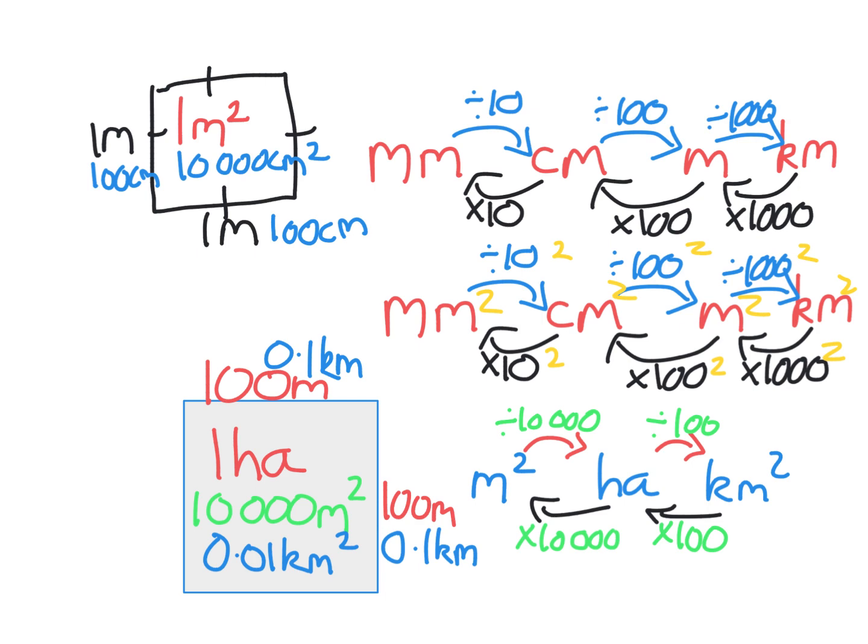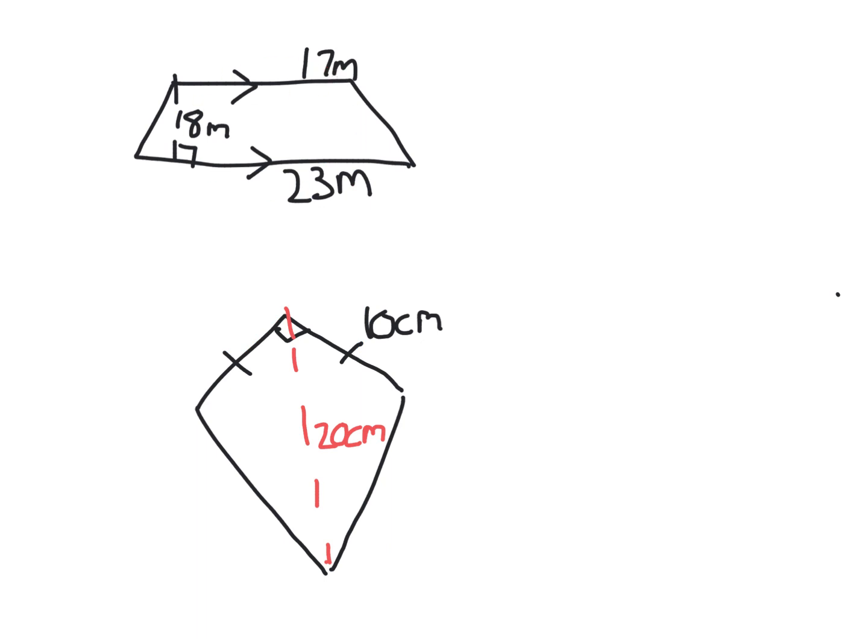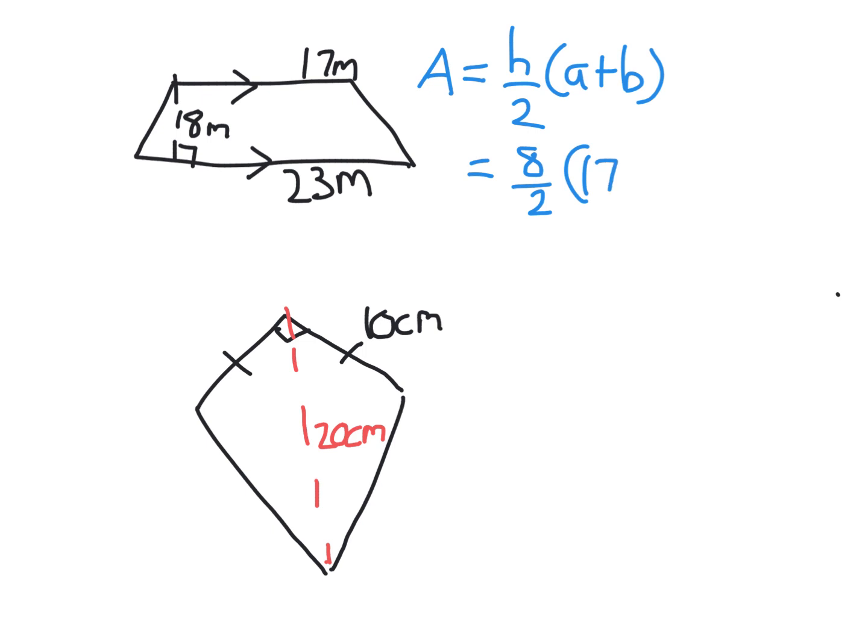Let's now look at finding the area of a trapezium and a kite. So we'll start here with this trapezium. So we know it's a trapezium because it's got one pair of parallel sides. So we just need to know the formula. So the formula for the area of a trapezium, once we've identified it, is h over 2 times (a plus b). So for a trapezium, it's perpendicular height divided by 2 multiplied by the sum of the two parallel sides. Sum meaning plus. So 17 plus 23 is 40, times by 8, divide by 2, you get 160. Now when we're writing area, it's always going to be in units squared.